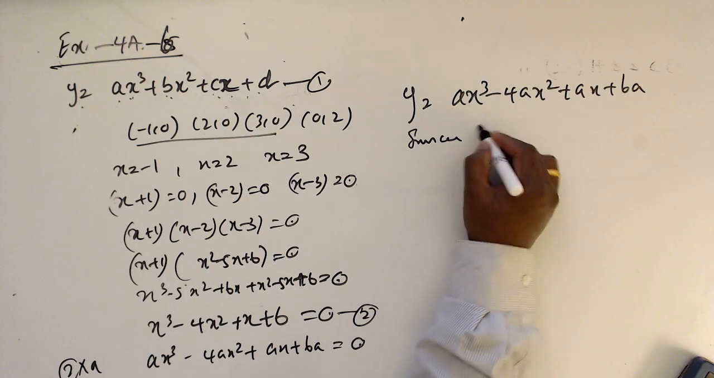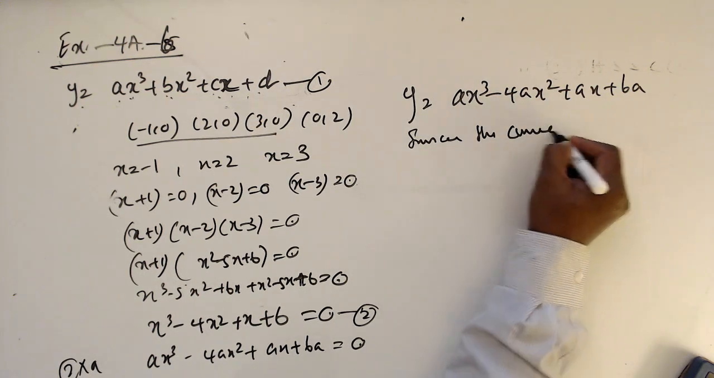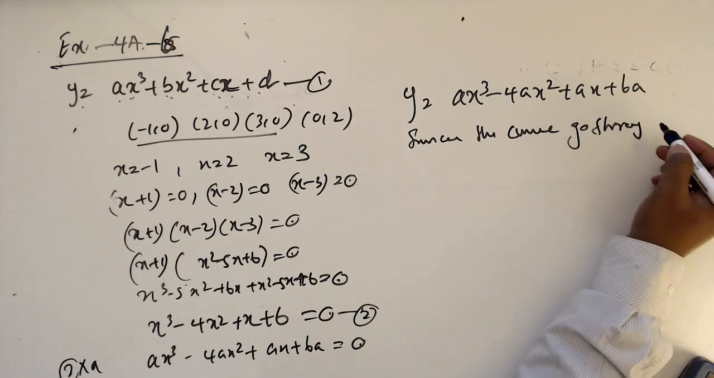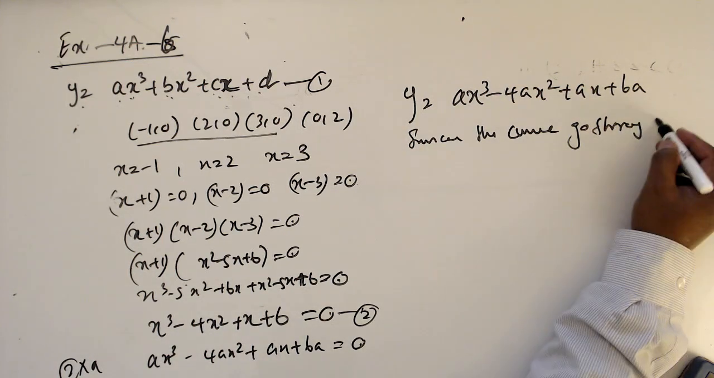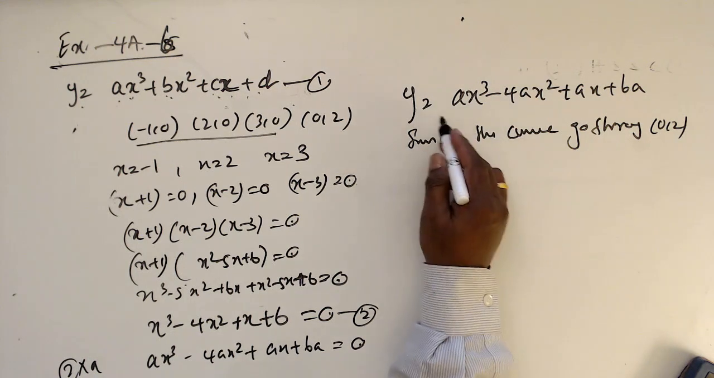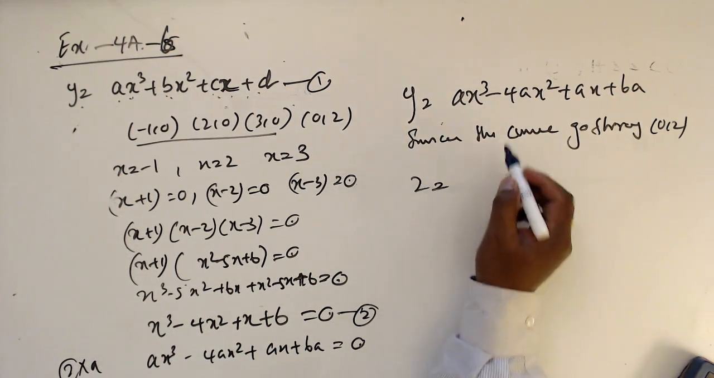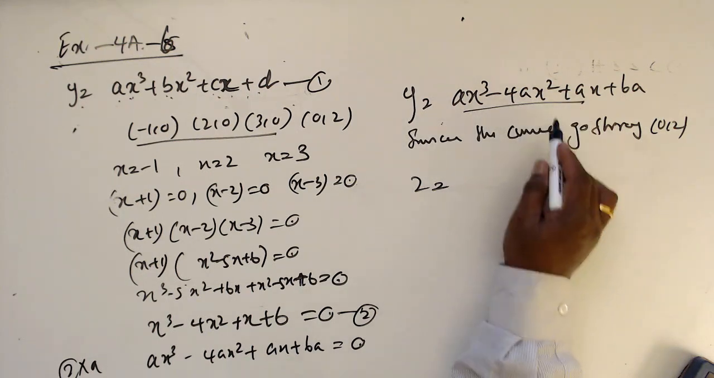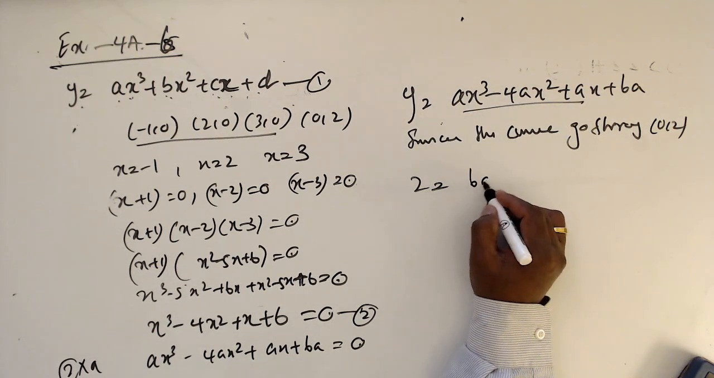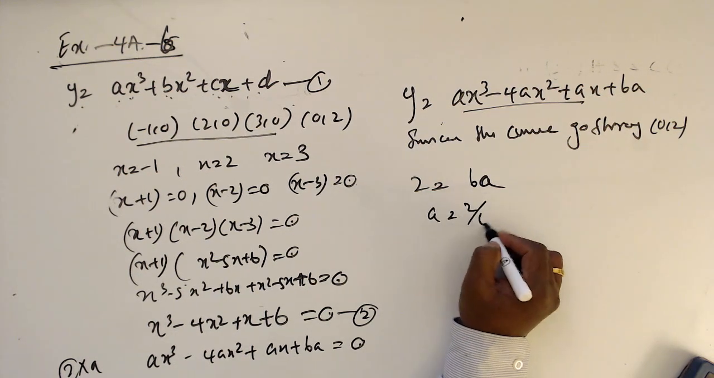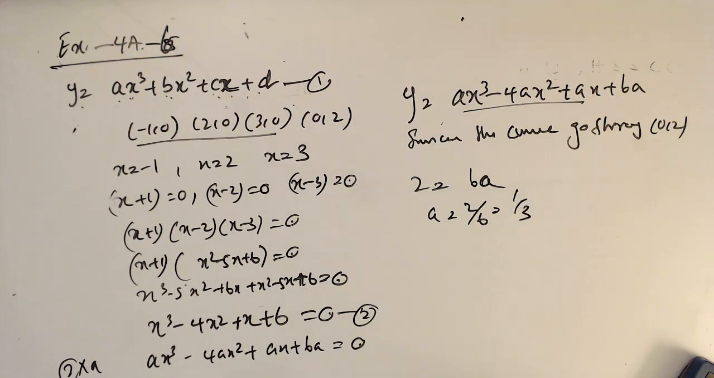Now since the curve goes through 0, 2, we can substitute here. So the y value is 2 and all the other terms become 0, leaving 6 times a. Now a equals 2 over 6, which is 1/3.